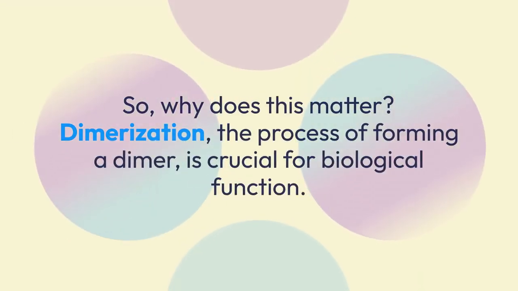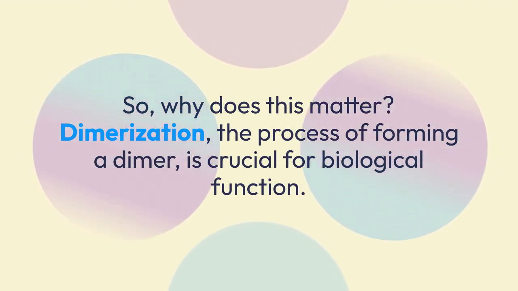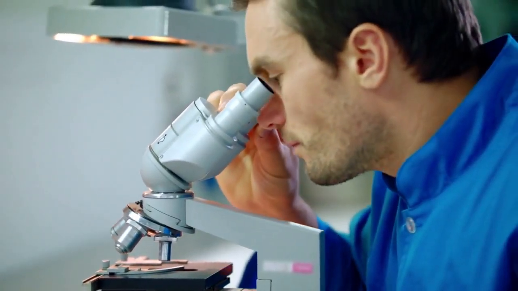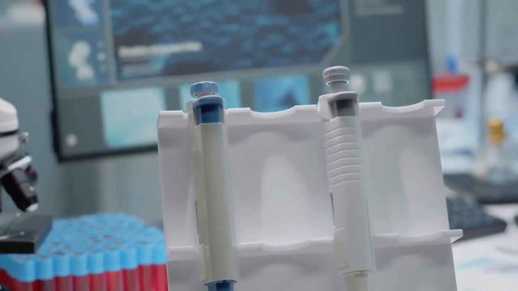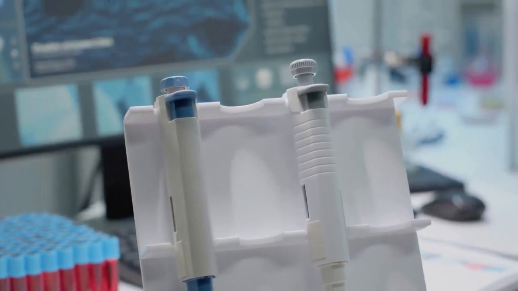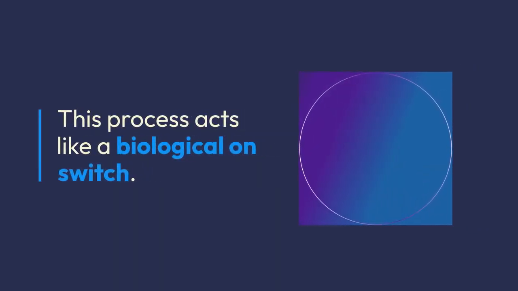So, why does this matter? Dimerization, the process of forming a dimer, is crucial for biological function. Many proteins in our body are only active when they are in a dimer form. A single monomer on its own might be completely inactive, but when it pairs up with another, it creates a functional shape that can act as an enzyme or a cell receptor. This process acts like a biological on switch.